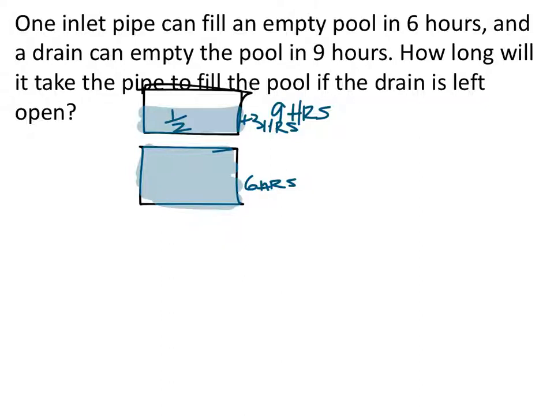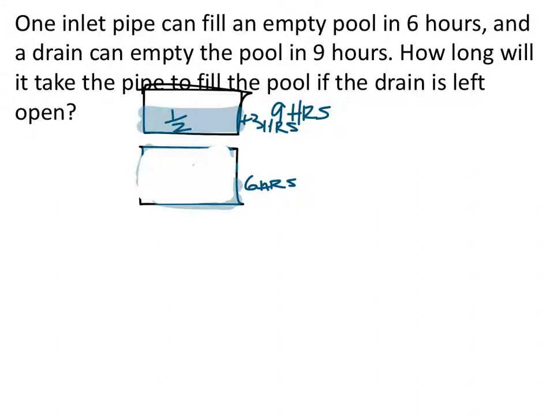However, the drain in that same 9 hours should have drained 1 full pool, right? So we're going to get rid of 1 full pool. All right, so after 9 hours, how much of the pool do we have filled? Half the pool, right? So if we're filling half a pool every 9 hours, then how long is it going to take to fill the full pool? 18 hours, right?